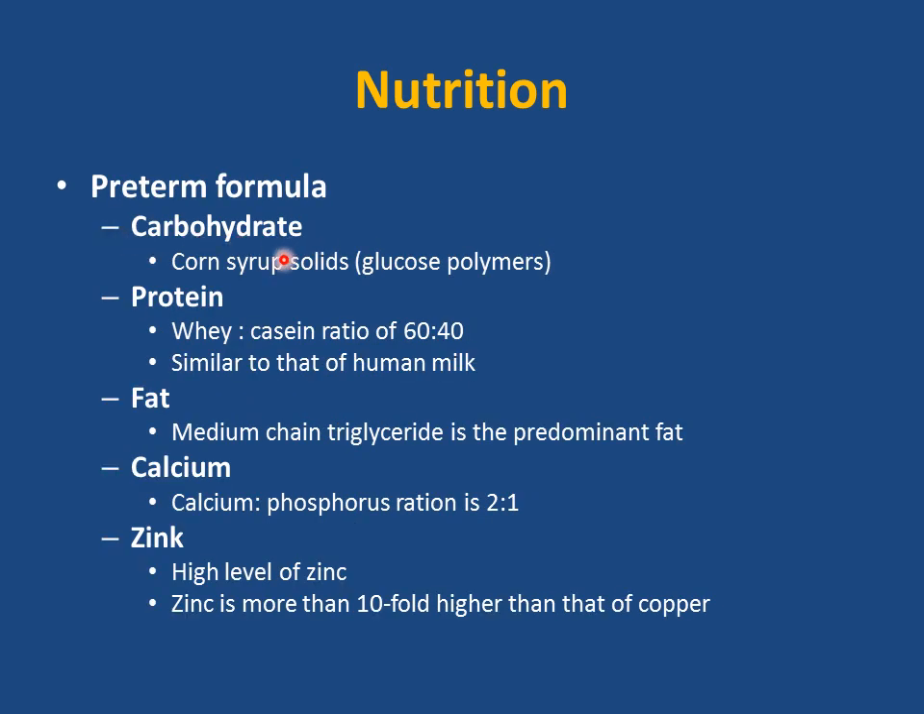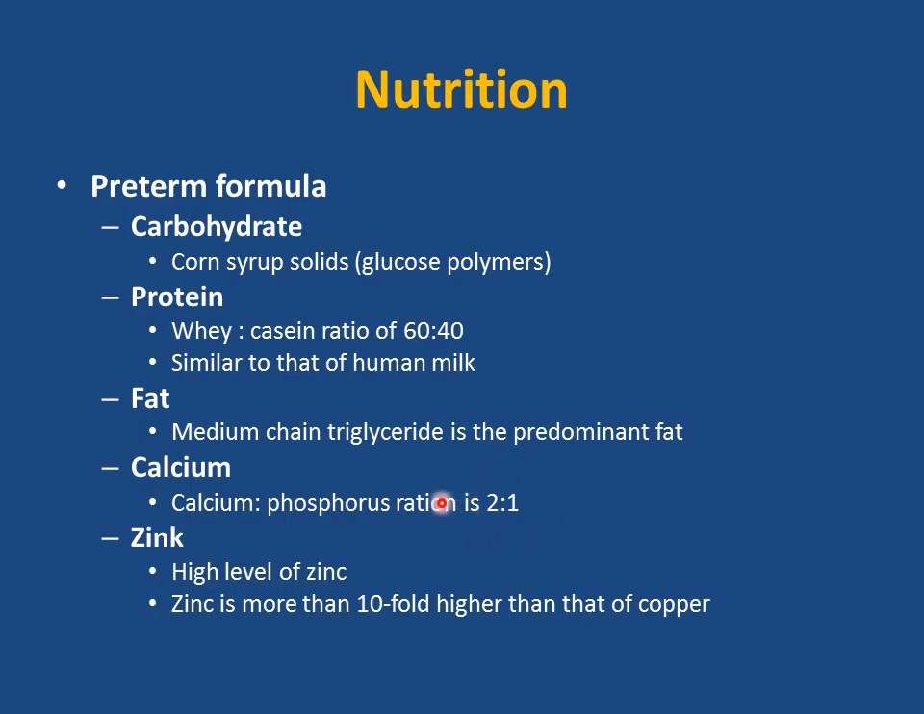The main carbohydrate in the preterm formula is corn syrup solids, the glucose polymers. Protein, the whey to casein ratio is 60 to 40, which is very close to that of the human milk. The medium chain triglyceride is the predominant fat in the preterm formula. The calcium to phosphorus ratio for maximum absorption of calcium is 2 to 1. It's very important to know this ratio.